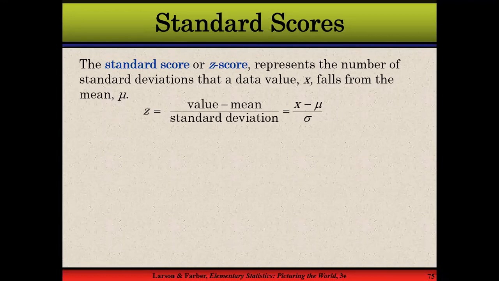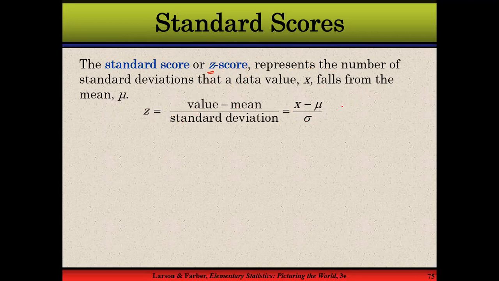They are just scores converted into standard deviations. So basically, a standard score, or Z score. Because standard scores are based upon the Z distribution, they are also called Z scores. It represents the number of standard deviations that a data value X falls from the mean. So this is how we calculate the Z score: Z is equal to X minus mu divided by sigma.